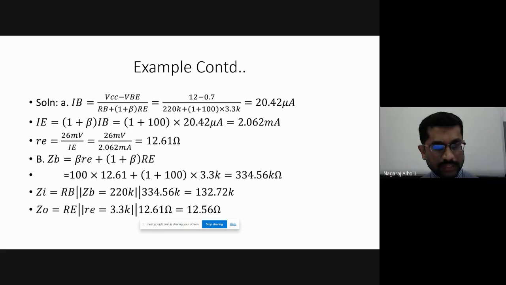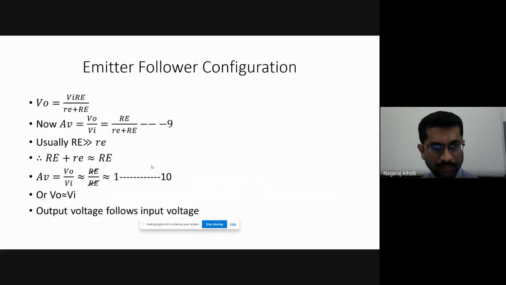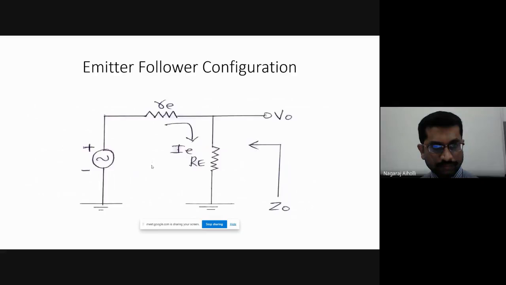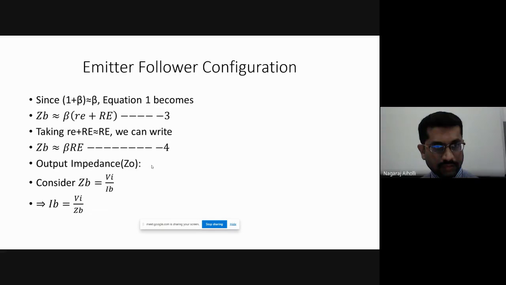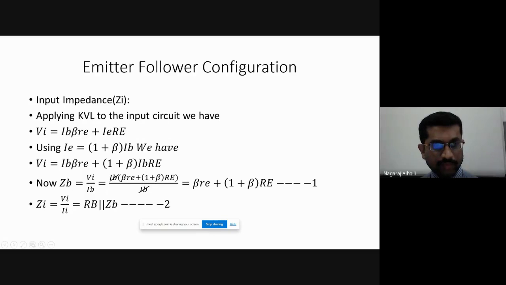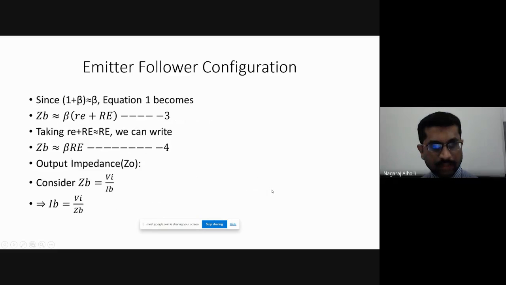So if we want ZB, then we have to write the equation for ZB. We know the equation for ZB. It is beta re plus (1 plus beta) into RE. Let us go back and check the equation where we came across ZB. So ZB is here, equation 1, the very first equation when we were finding the input impedance. ZB is equal to beta re plus (1 plus beta) into capital RE. Take the main equation.